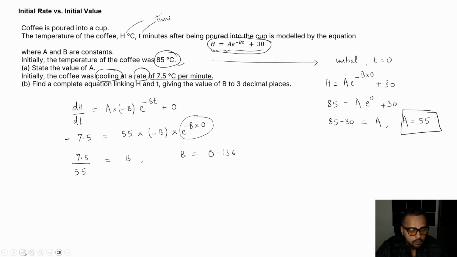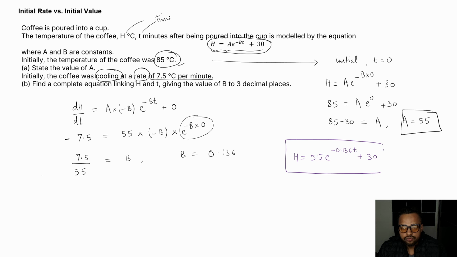Okay, now what they have asked us is the complete equation linking H and T, giving the value of B to 3 decimal places. So we have already got the values here, and the complete equation will be H equals 55 e raised to the power negative of 0.136 cross T plus 30. Okay, so this is our complete equation, students.